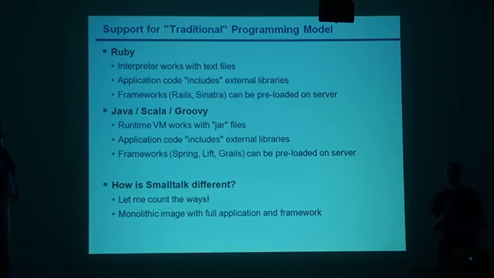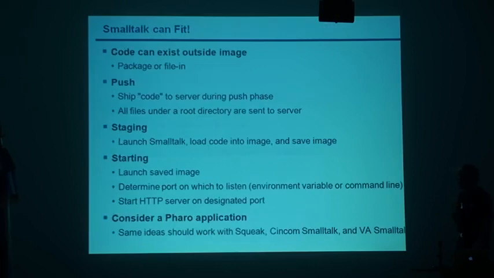There are some differences in Smalltalk. We are used to working with a monolithic image that has the full application framework and everything built into it. But we might be used to that with Smalltalk, but that's not the way we have to do things. We can actually use packages or files. So we could push a small snippet of code, ship just the code, send that to the server and have it get loaded. The staging is launching Smalltalk, loading the code, and saving the image. That happens on the server side. Then we can start the saved image, figure out a port, and start the server.